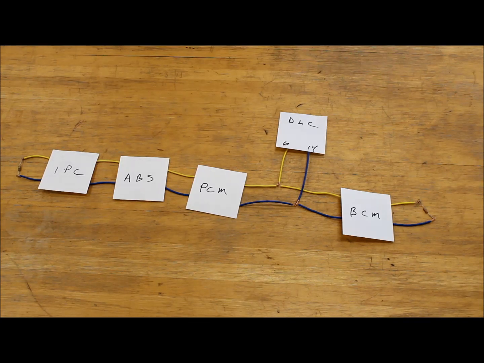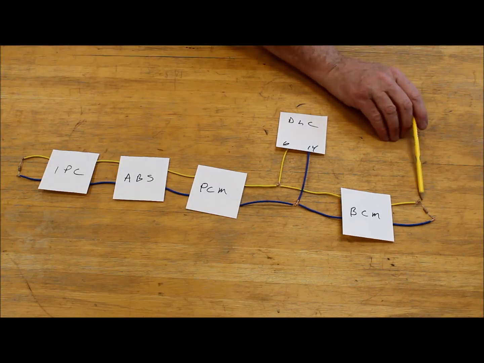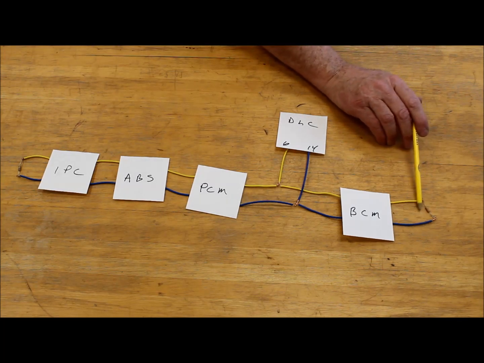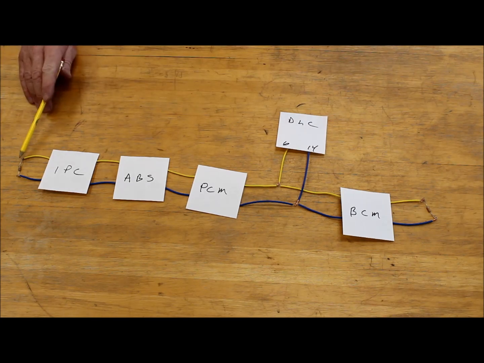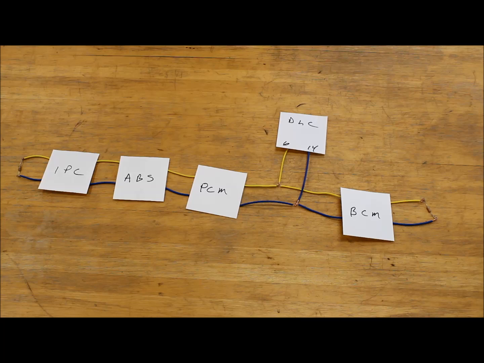Something else I want to point out, at each end of the network here is a resistor. We'll see these in the wiring diagrams too. So we've got a terminating resistor on that end. We have a terminating resistor on that end. They could be in the wiring harness, or they may also be built into the end modules.